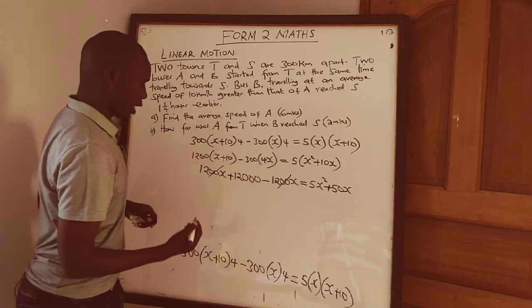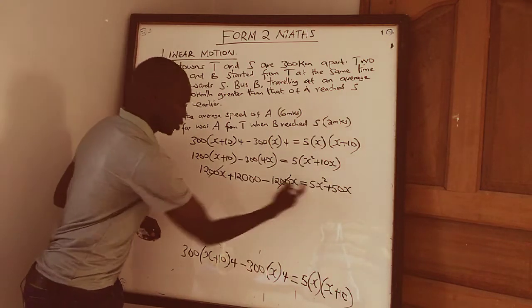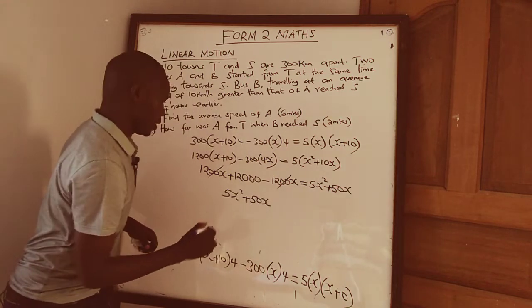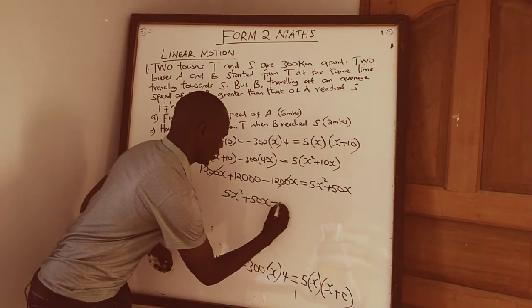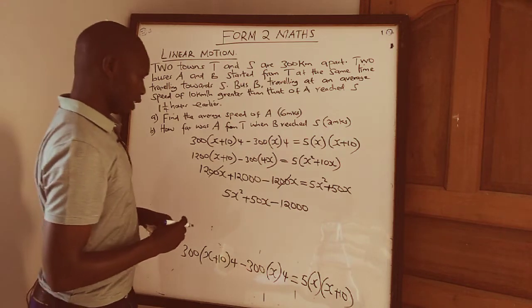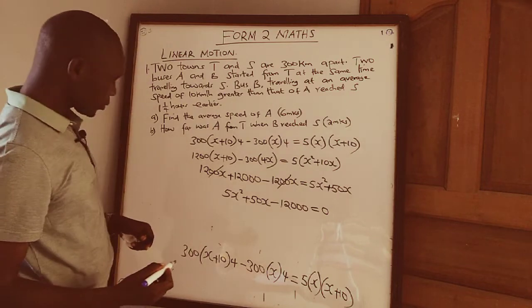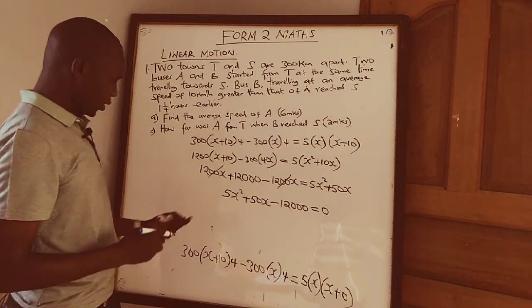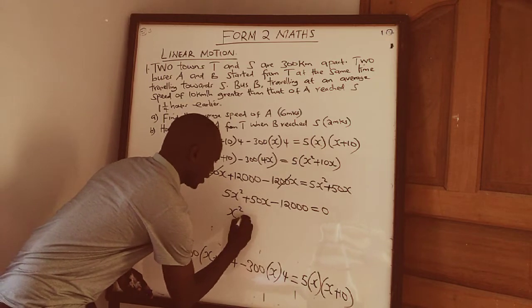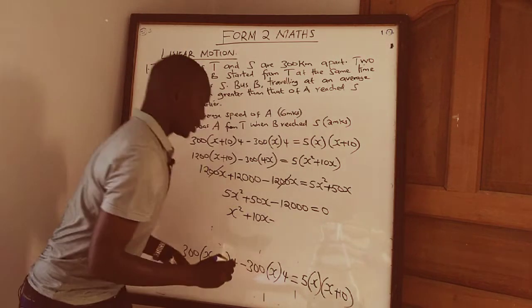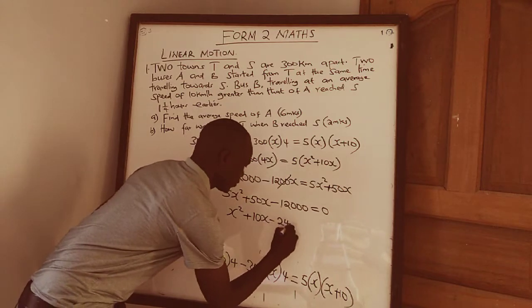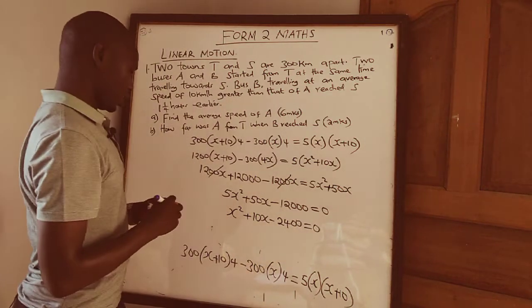If we move this 12,000 to the other side, we are going to form a quadratic equation. So we have our 5x squared plus 50x. Then if this one crosses the equal sign, it is going to give us minus 12,000, and that is an equation which is quadratic in nature, so we can equate it to 0. If we reduce this equation by dividing all through by 5, we are going to have x squared, then 10x, minus, if you divide 12,000 by 5, that is 2400. And this is equal to 0.